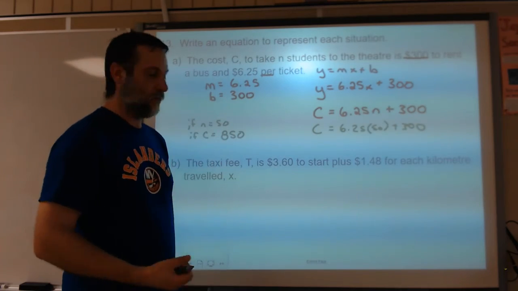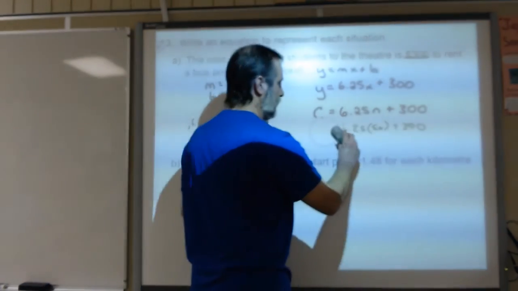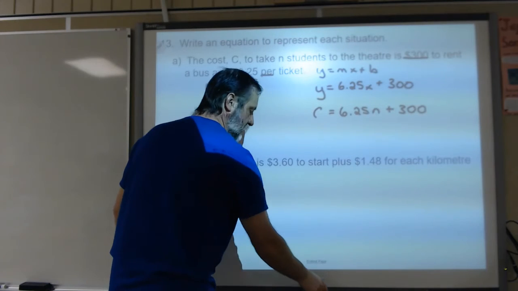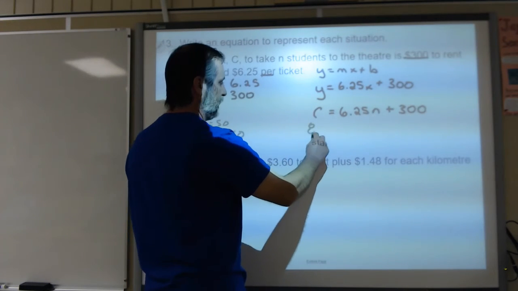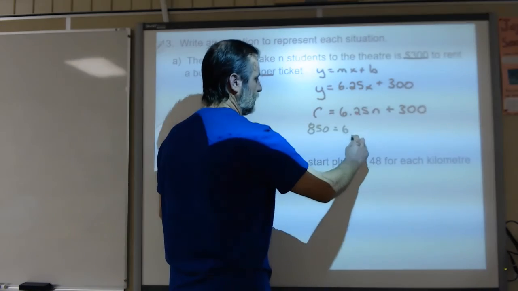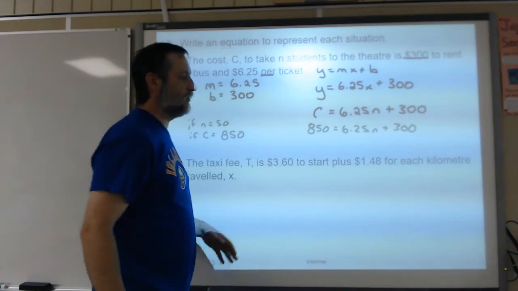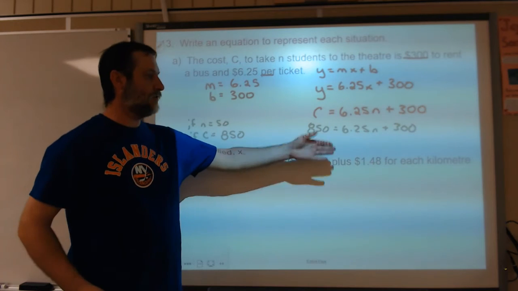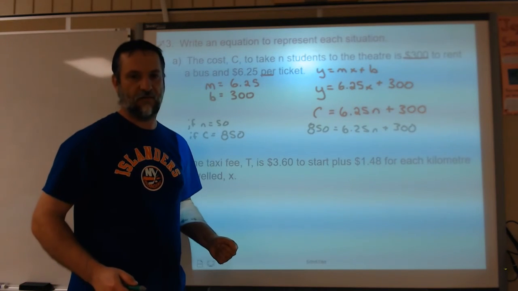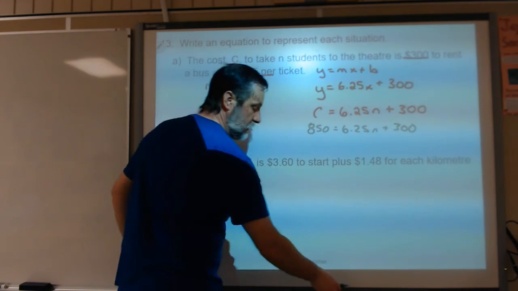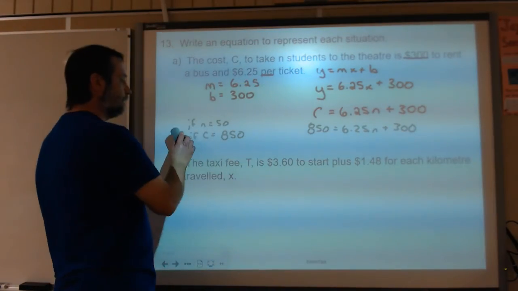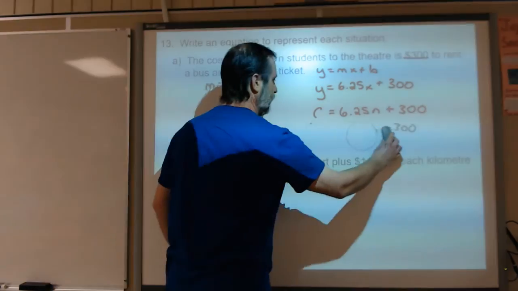How many students did we take? And again, it's the same thing that we could do with this one. Now we know the total cost is $850. It's going to equal 625 times n plus 300. And we can use our equation to find out how many students went if our total cost was $850. They're not asking us to do that, but I'm just showing you we can. So ignore that for now.